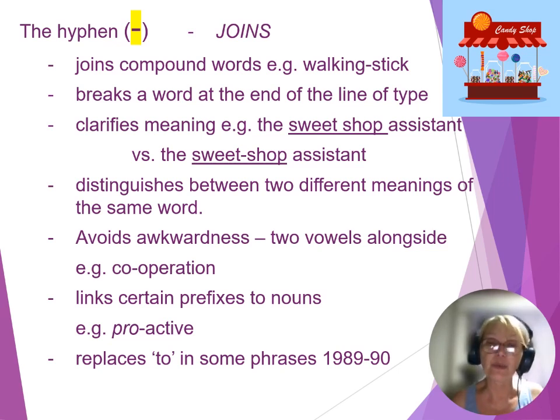It avoids awkwardness. Often you find quite a few vowels that follow one another, and then you look at it and you might struggle to read it. So if you put in a hyphen with a word like co-operation, you're going to find that it's so much easier to read and to spell. It can also link certain prefixes to nouns like pro in pro-active. It replaces to in some phrases like 1989 to 1990.